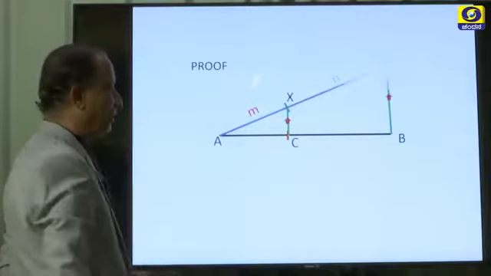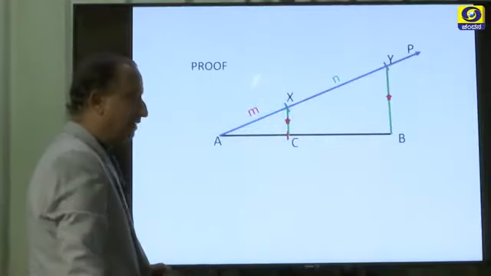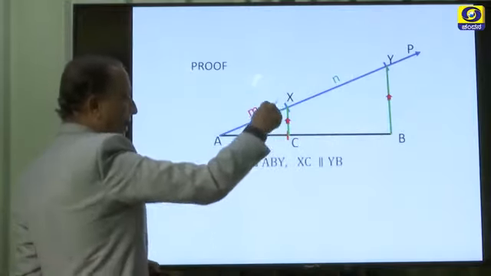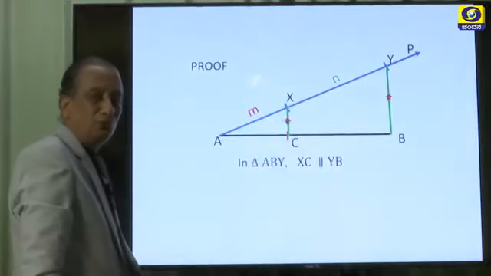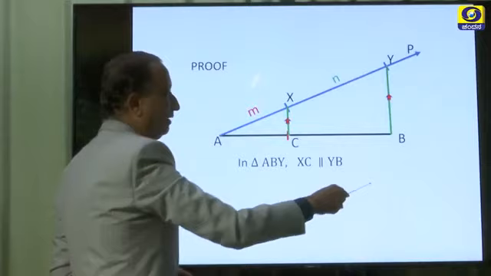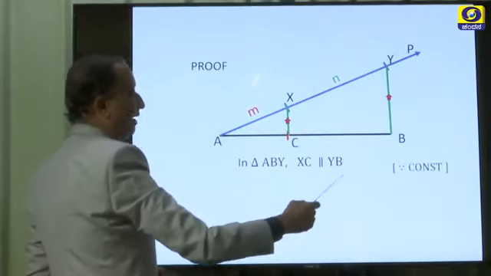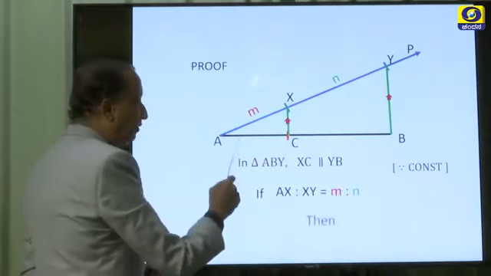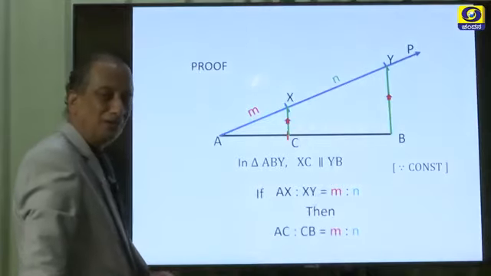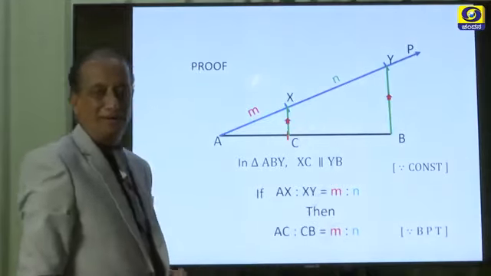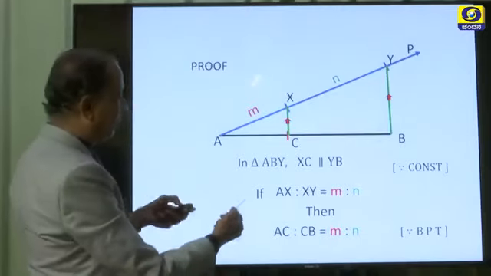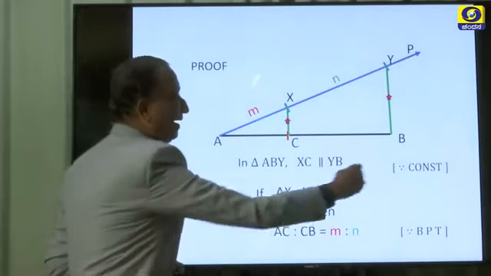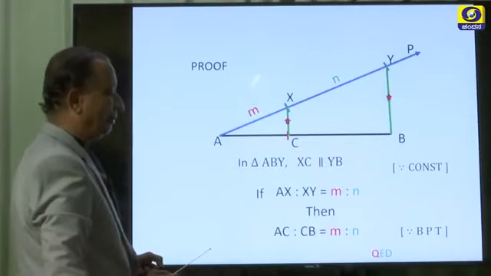Now a bit of justification. In the same figure, without any set square, we are seeing now that in this triangle ABY we have drawn XC parallel to YB. So when XC is parallel to YB, then AX to XY, if AX to XY is m is to n, don't you think AC to CB will also be equal to m is to n? It's all because of the basic proportionality theorem. So nicely we have applied the basic proportionality theorem to divide a line segment in a given ratio.